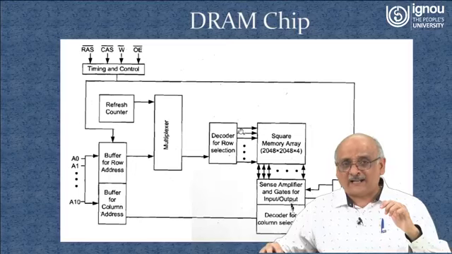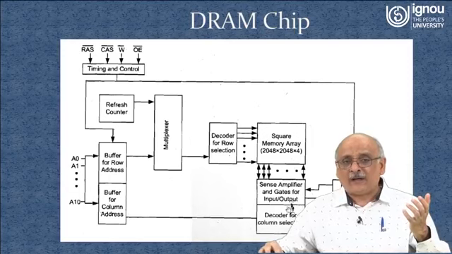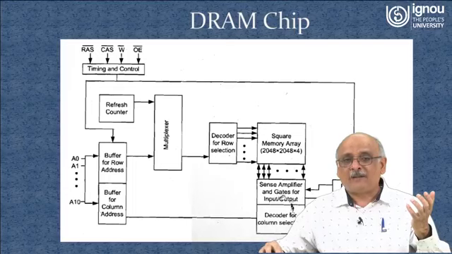So the row address will select the row. Suppose you want the second row and, let's say, the 25th column. Then row 2, column 25 will be selected and 4 bits will be output through this particular sense amplifier and the gate. If you want the read operation, the sense amplifier will read it and the data will go to the output.